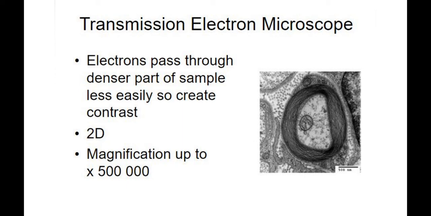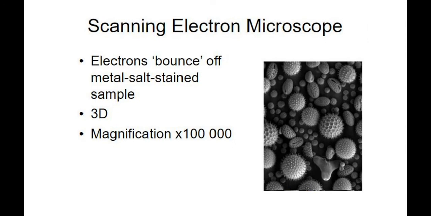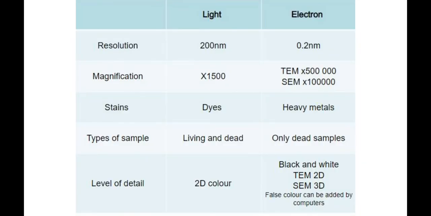Electrons pass through the object, and some denser parts of the sample block them. It is not very easy to improve contrast, and magnification is also limited to about 500,000. The scanning microscope works better. Its magnification can be about 100,000 or even 500,000, and it creates pictures of high quality, which look like three-dimensional pictures.